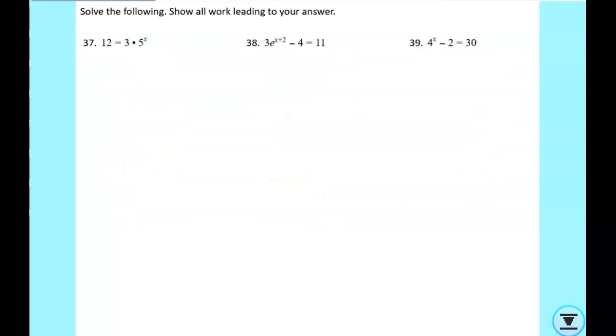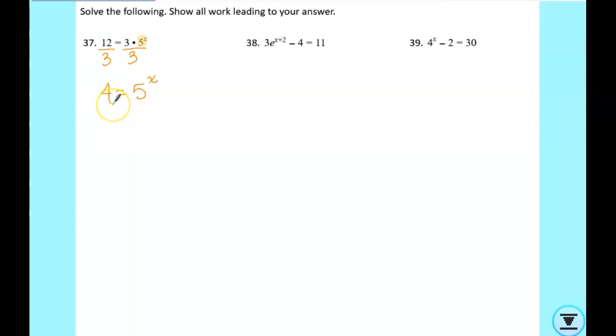All right, for the last 3, these are all exponential, but they have multiple steps. So the very first thing that we always want to do is make sure that the part that contains the exponent is isolated first. So in this one we have 12 is equal to 3 times 5 to the power of x. Well, we want to make sure that we get the 5 to the power of x by itself first. So we need to divide both sides by 3. So we get 4 is equal to 5 to the power of x.